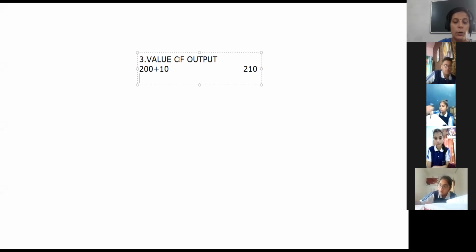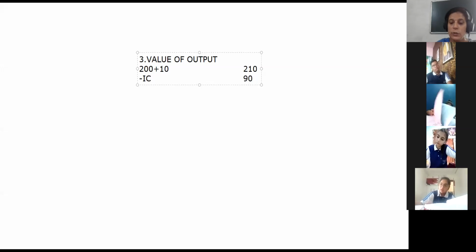Okay, now what we have to do now? Now from this we have to subtract intermediate consumption, writing in the short form IC. So intermediate consumption given over here is 90. Okay, so subtracting 90 from 210, what will we get? कितना आएगा बेटा?